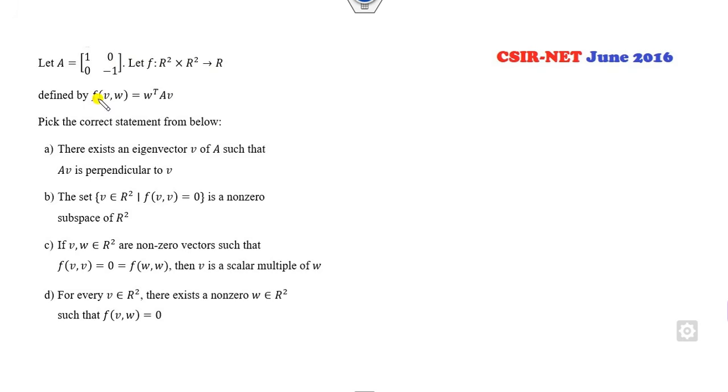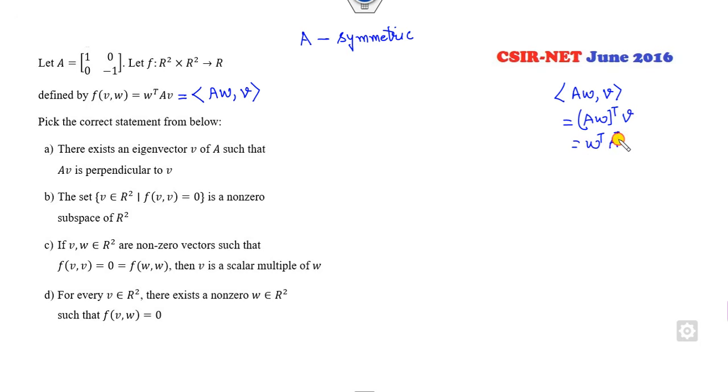Okay, look at this another one. A is given to be here. What is the A? A is my symmetric matrix. So I can write this value in terms of this as transpose of V, which is W transpose A transpose B, but A is symmetric, so A is nothing but A transpose. So this is as here. Fine. Then which of the following is my correct statement? I think it's very simple.